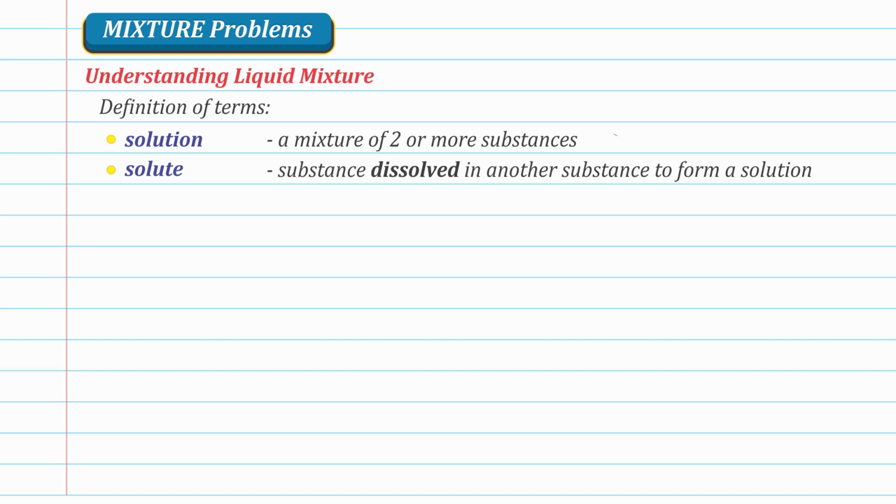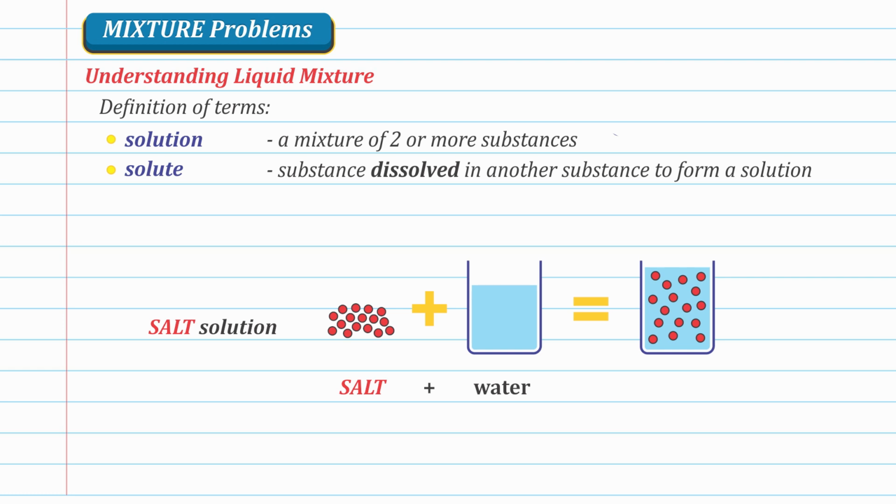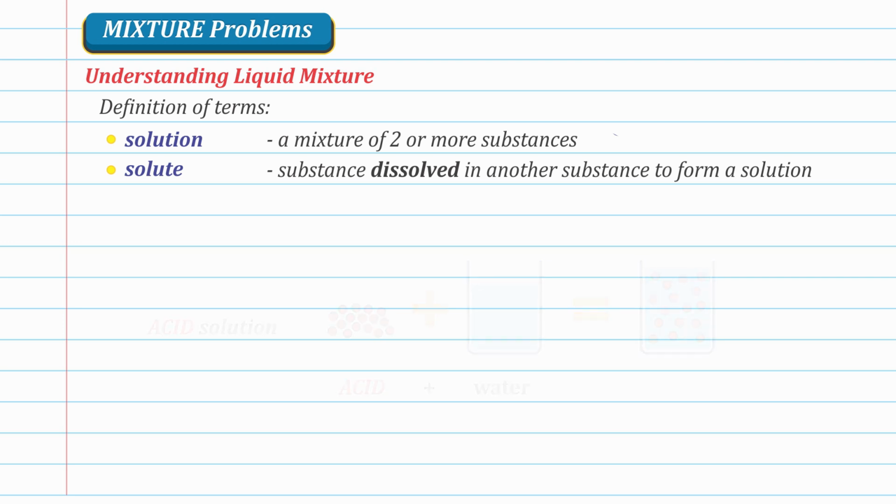For example, a salt solution, the one we use for gargling, has salt dissolved in water. A sugar solution, used as a glaze in baking, has sugar dissolved in water. An acid solution, used to sanitize work areas, has pure acid mixed with water.